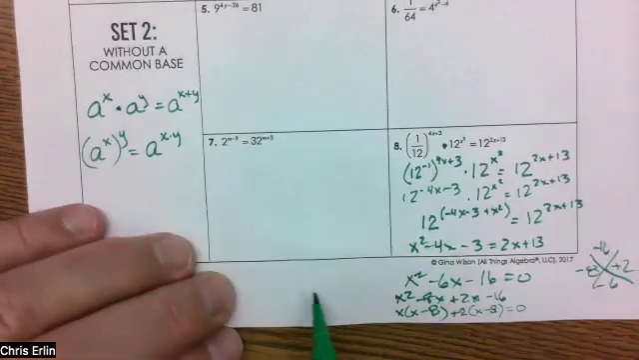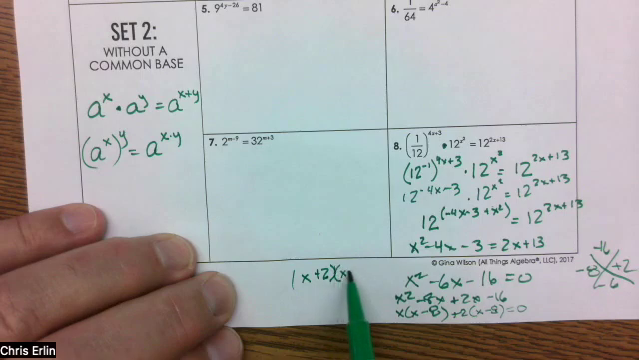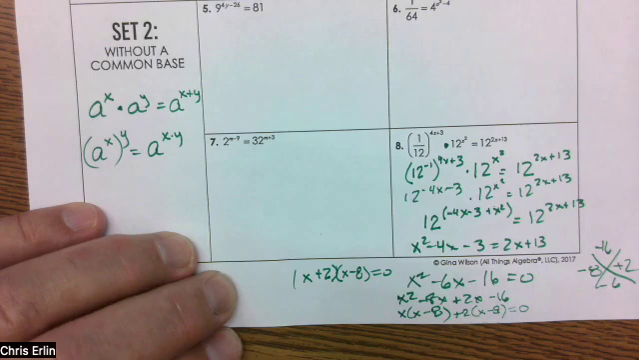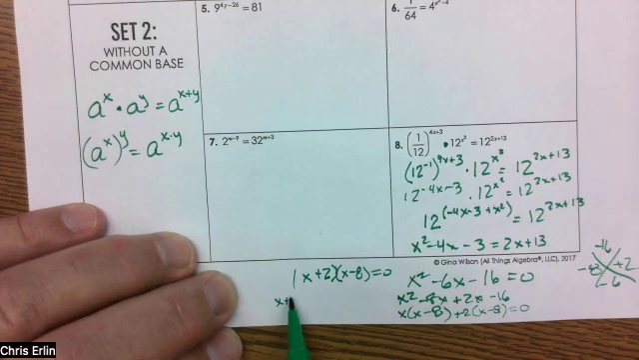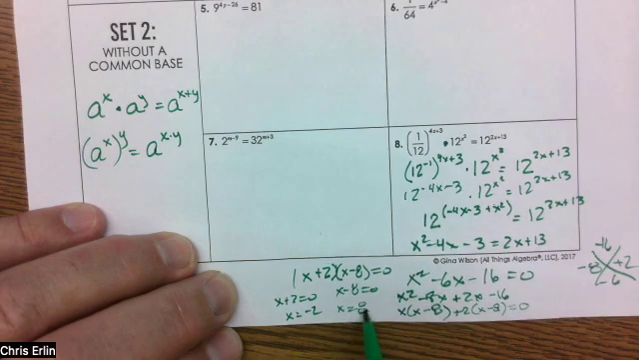And this becomes x plus 2 times x minus 8 equals 0. And then I apply the zero product property to say either x plus 2 equals 0, so x equals -2, or x minus 8 equals 0, x equals 8.